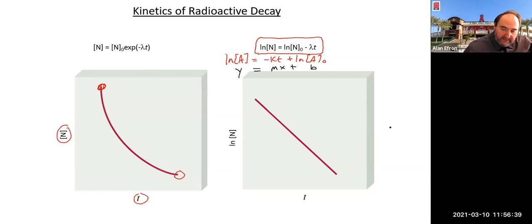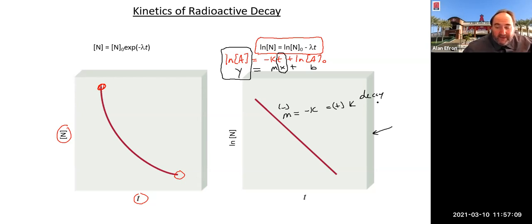And as you can see, that relationship does yield us a straight line. On the y, we plot the natural log of A or N. On the x, we plot time. And that yields us a straight line where the slope is equal to minus k. This line has a negative slope, and that negative and negative will give us a positive decay constant, or in this particular case, our rate constant. So this graph here is really the graph that's mainly associated with first order kinetics.